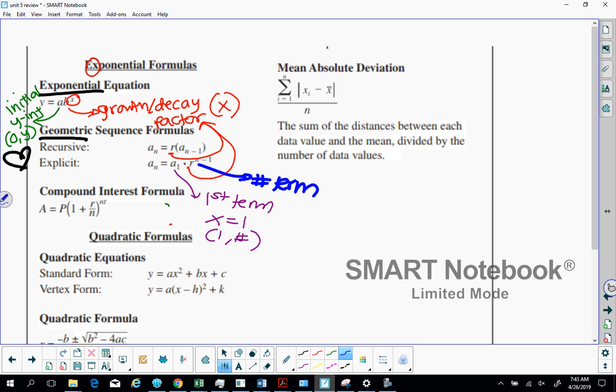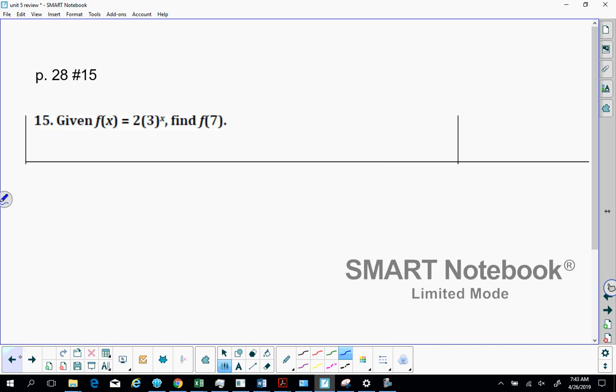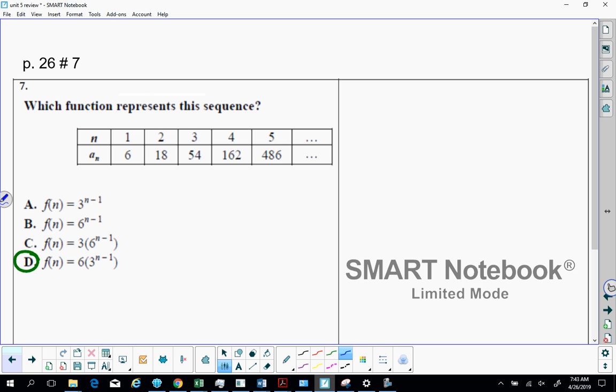Does anyone need to copy this still? No? Okay. So when we go back to this, that's all there is for exponential. When we go back to this, we can see it looked like an explicit one, which was this. All I needed to fill in was my A1 and my R. I can see my A1, my first term is 6, which is right there. And on my R, it's multiplying by 3. So that's why that would also be my answer.